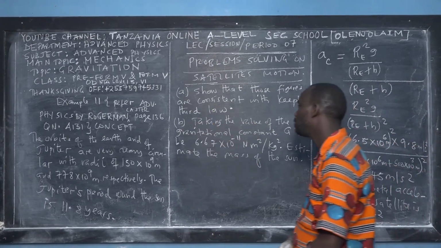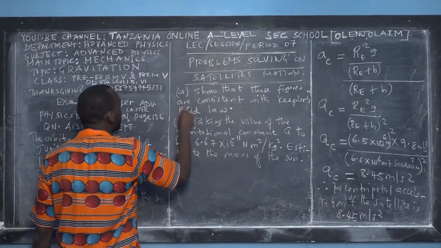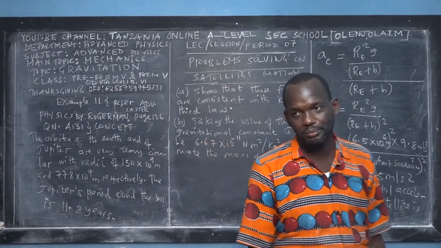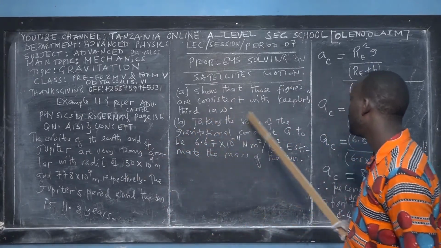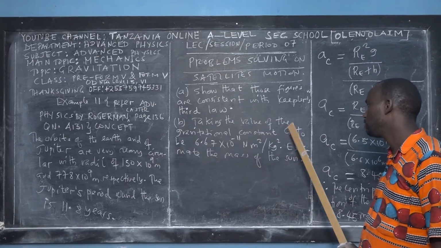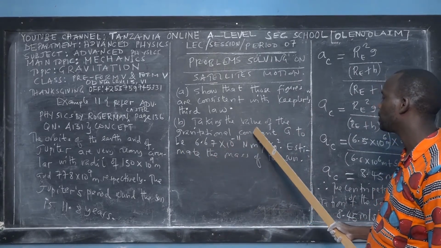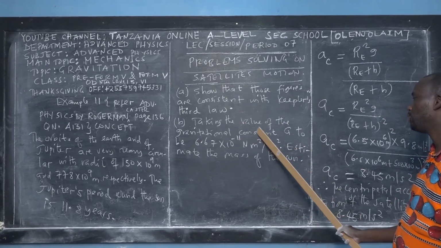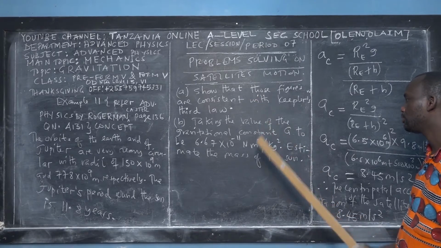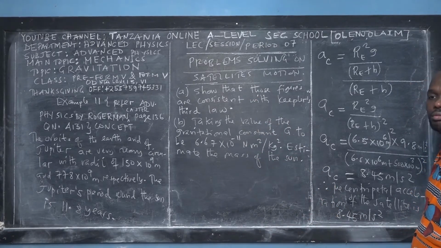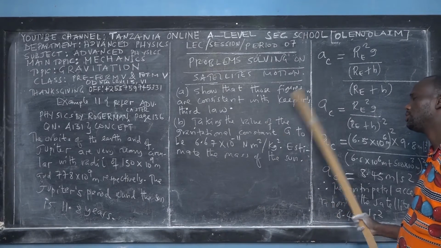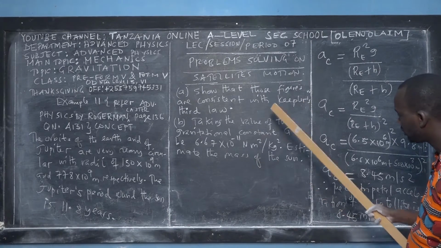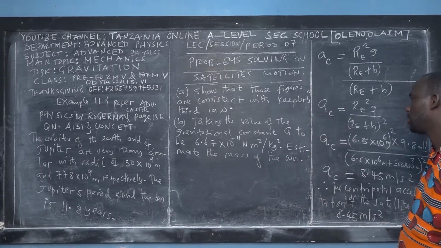First of all, you should know the mathematical equation of Kepler's third law. Otherwise, you won't solve that problem. Then, part B: taking the value of the gravitational constant G to be 6.67 × 10^-11 newton meter squared per kilogram squared, estimate the mass of the Sun. I taught you this, so this is just a review of what I taught you in lecture 2, 3 or 4. I don't remember exactly which lecture.